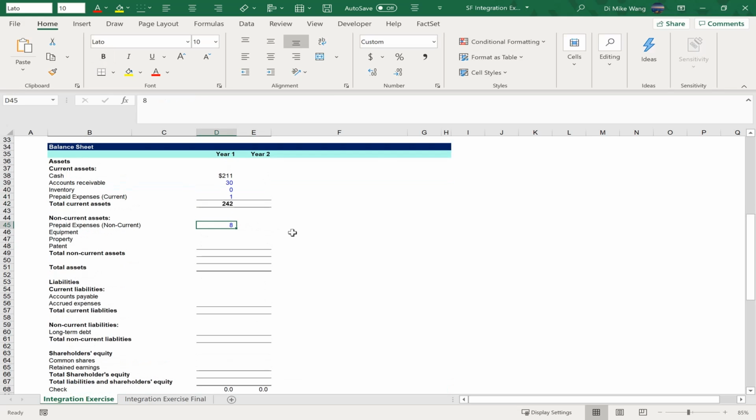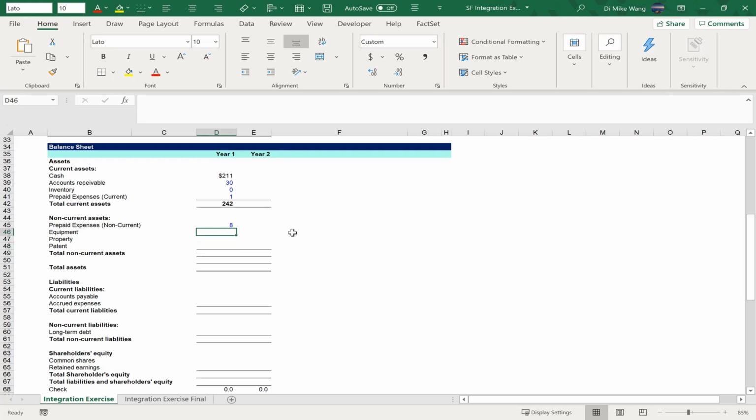Now keep in mind that in real life, prepaid expenses will almost always be listed under current assets. Having prepaid expenses that extend out over a year is a rarity. We have it listed out here for demonstration purposes only. Okay, so once we have all our current assets entered, we'll move on to the non-current assets. We've already entered the non-current portion of the prepaid expenses, so we'll move on to our equipment, property, and patent.